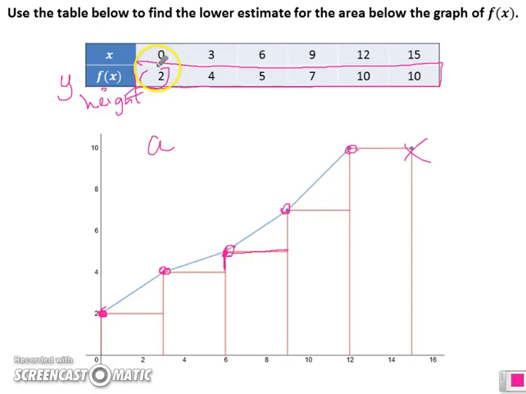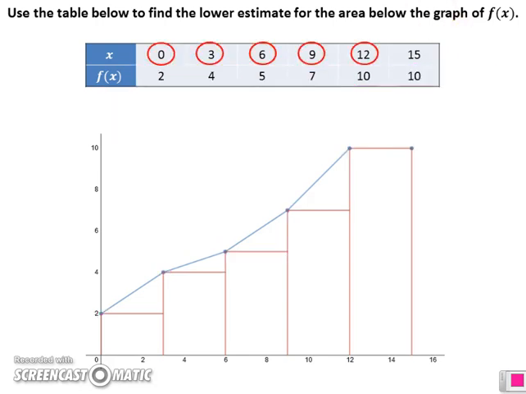So we're going to be starting with this one. We're going to use all of these, but we will not be using this one. So that's when I say that the left rectangle uses the A value, but it doesn't use the B. So our function, we're going to be using f of 0 to get the height, f of 3, f of 6, f of 9, f of 12. And we're going to be using all of these values for the height.